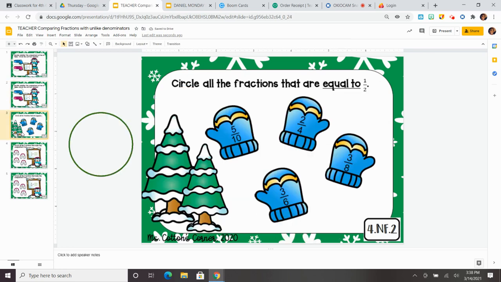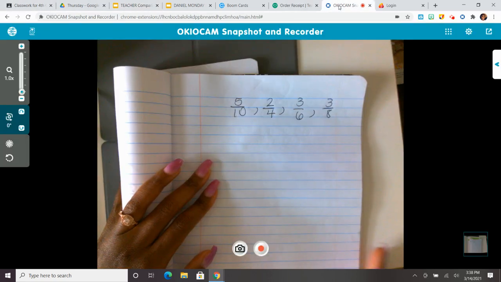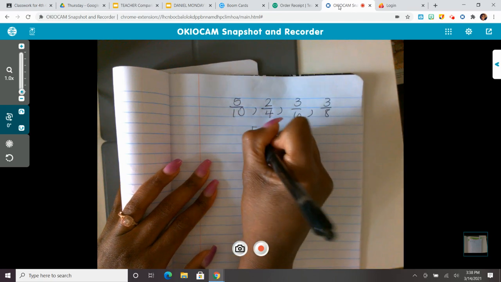All right, let's go to number 3. Number 3 says circle all the fractions that are equal to 1/2. So you have 5/10, 2/4, 3/6, and 3/8. What did we say about fractions that are equivalent to 1/2?